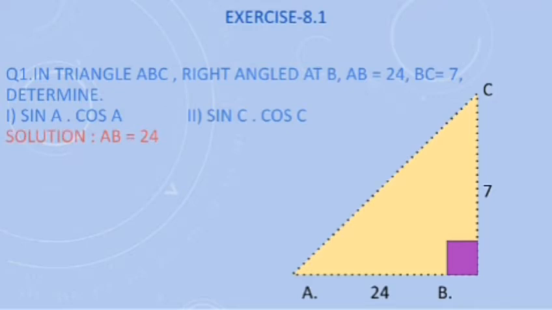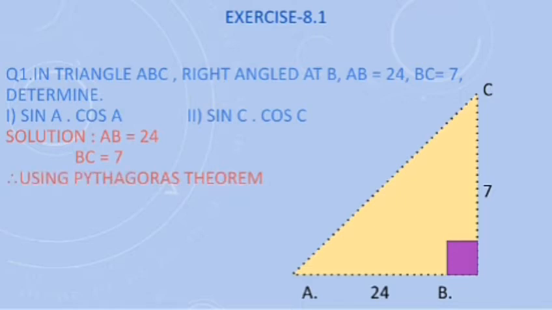As I mentioned in the earlier video, class, always remember, for solving any question in mathematics you need to take into consideration what you are given. So here we are given that AB is equal to 24. Now we are also given that BC is equal to 7. So class, we need to calculate the third side.